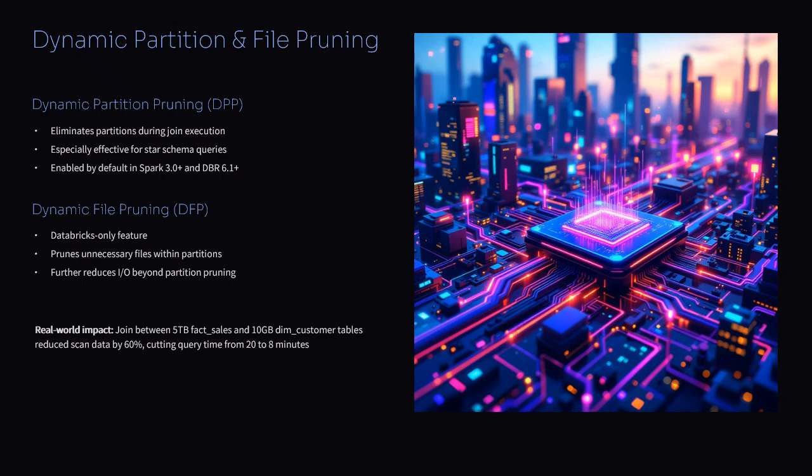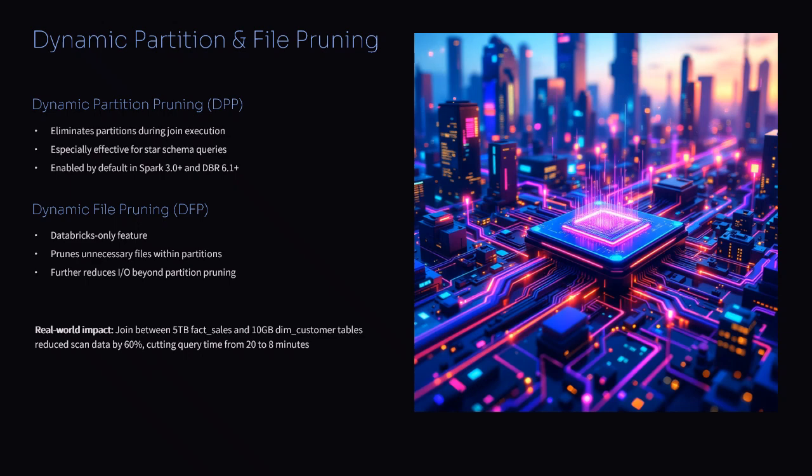DPP is enabled by default in Spark 3.0 and Databricks Runtime 6.1 and above. It works best when your fact table is partitioned on the join key and the join is an equijoin. By dynamically pruning partitions at runtime, DPP greatly reduces the data scanned, cutting query time significantly.